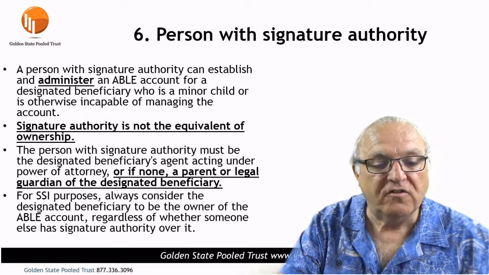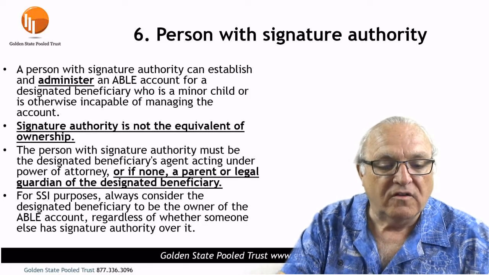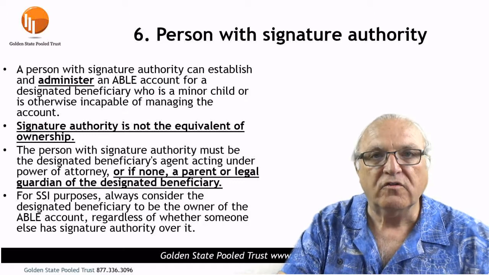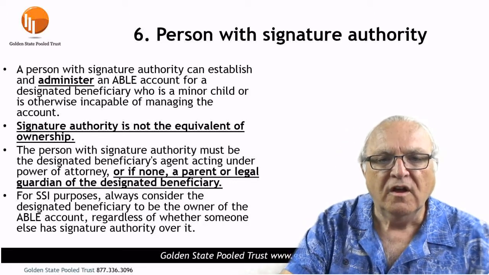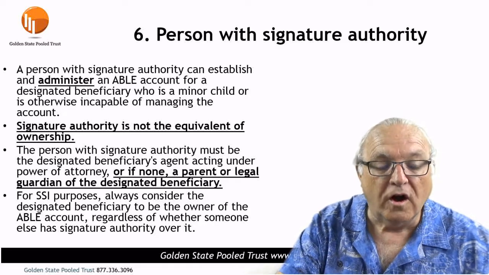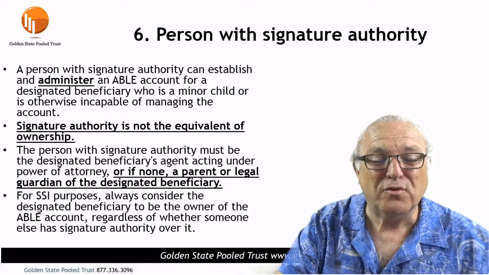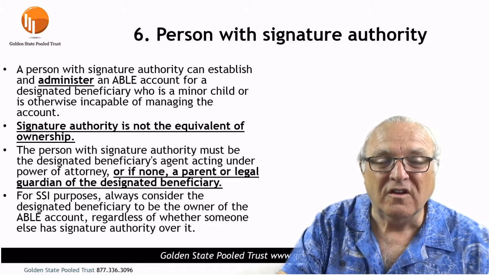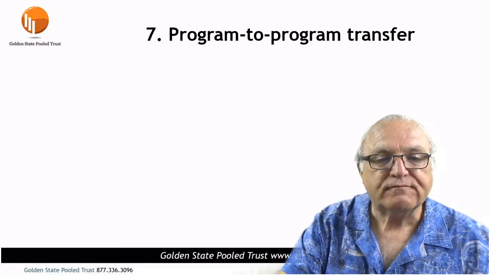For SSI purposes, always consider the designated beneficiary to be the owner of the account, regardless of whether someone else has signature authority over it. Once again, as we talk about capacity, this is going to be very important, because as long as the ABLE beneficiary has capacity, it is presumed that they will be the ones with signature authority over the account.